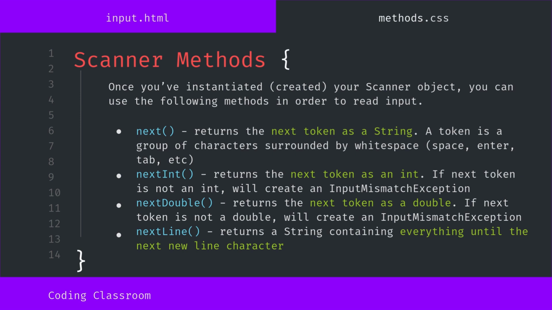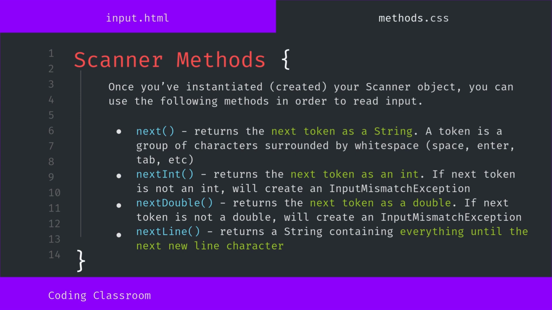next. This method reads the next word, or token, in the input as a string. A token is a group of characters separated by whitespace, such as spaces, tabs, or new lines. For example, if the user types "hello world", the next method would return "hello" on the first call and "world" on the second call.